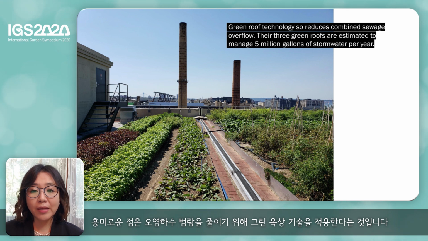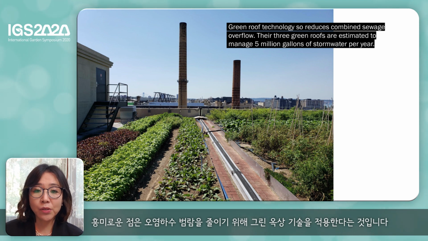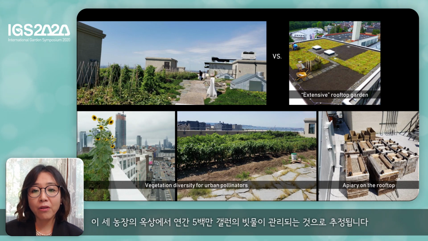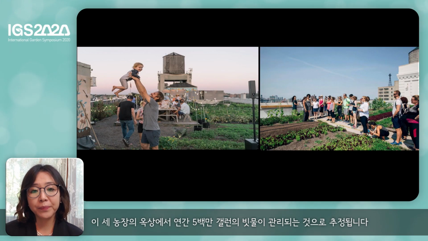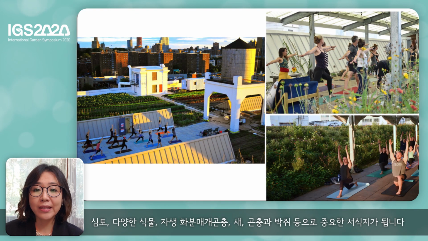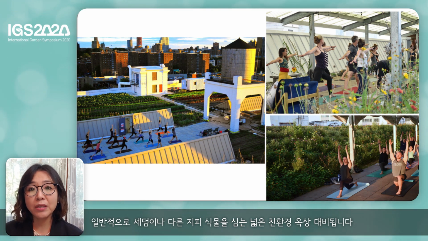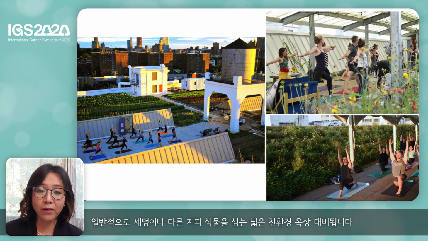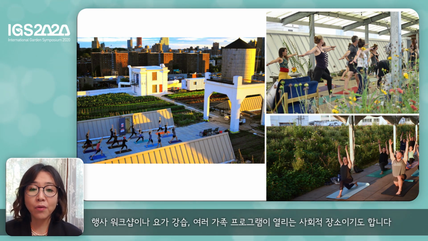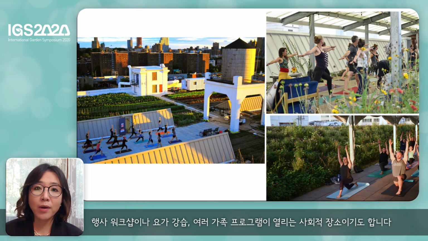What's interesting about this place is that they adopt green roof technology so that they reduce combined sewage overflow. And their 3 green roofs are estimated to manage 5 million gallons of stormwater per year. It's a critical habitat with deep soil and various vegetation and native pollinators, birds, insects, and bats, as compared to extensive green roofs usually planted with sedum and other ground cover. It's a social space with events, workshops, yoga classes, and other family programs.